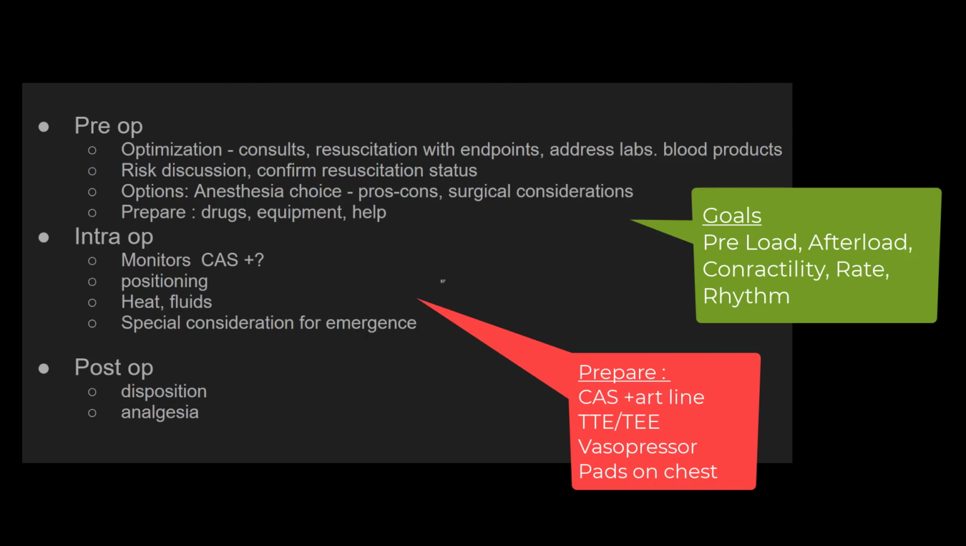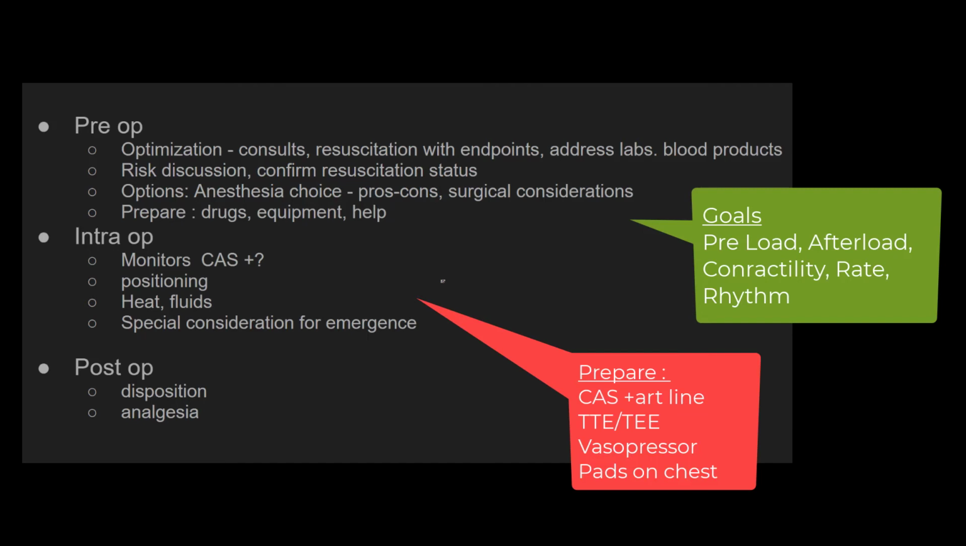Intraoperatively, our monitors will be the standard CAS monitors, plus I would consider an arterial line, and a large IV for proximal access for our pressors. The positioning for a gamma nail would be supine on the traction table, so nothing additional required for that.